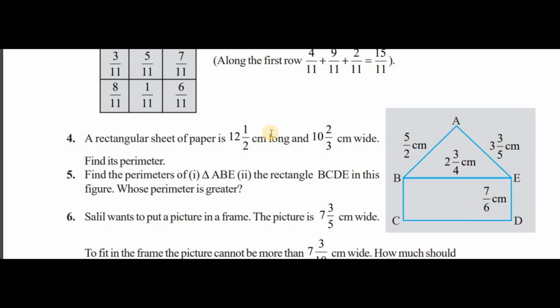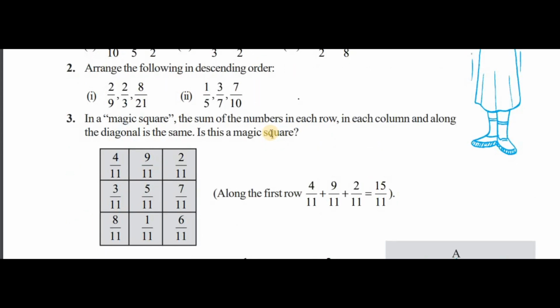Now we'll move on to the third question. What is the question given to us? In a magic square, the sum of the numbers in each row, in each column and along the diagonal is the same. Is this a magic square? We can say it is a magic square when we add all the rows, all the columns, and at the same time all the diagonals, and if the sums are the same. For the first row, 4 plus 9 is 13, 13 plus 2 is 15. Here also 3 plus 5 is 8, 8 plus 7 is 15. 8 plus 1 is 9, 9 plus 6 is 15.